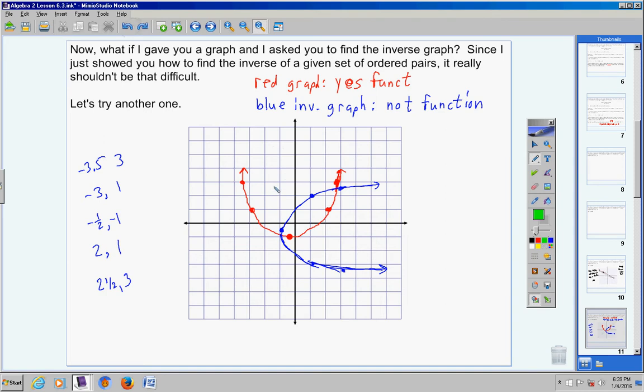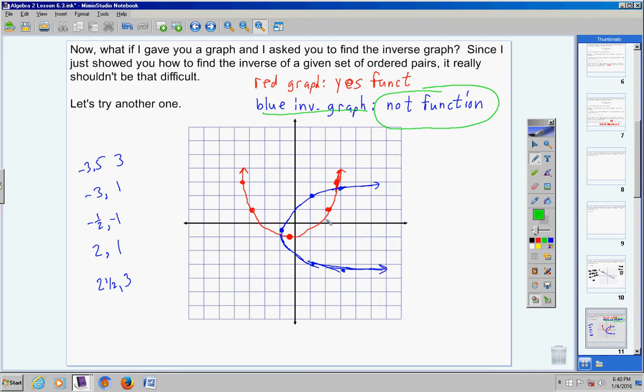First of all, I have accomplished my goal. I took the red given graph and I drew the inverse graph. Now, what was my prediction of the blue graph? I said it was what? Not a function. Let's see if I'm right.